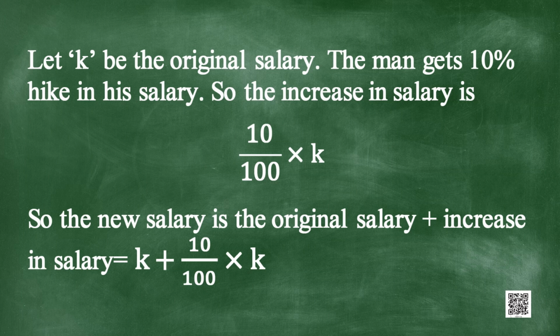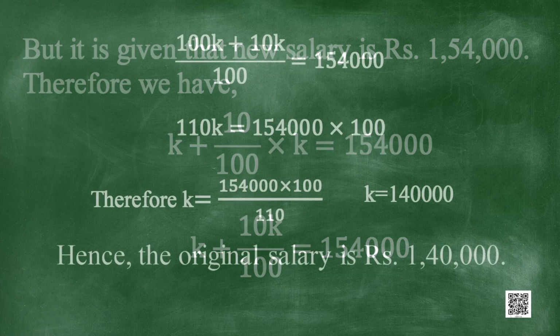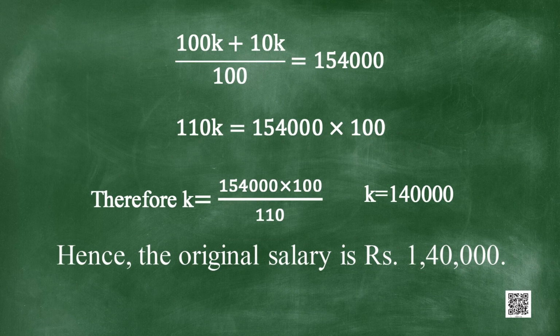So the new salary is the original salary plus increase in salary, which is equal to k plus 10 by 100 times k. But it is given that new salary is rupees 1,54,000. So therefore, we have k plus 10 by 100 of k is equal to 1,54,000. That is nothing but k plus 10k by 100 is equal to 1,54,000. On simplifying, we get (100k plus 10k) divided by 100 is equal to 1,54,000.